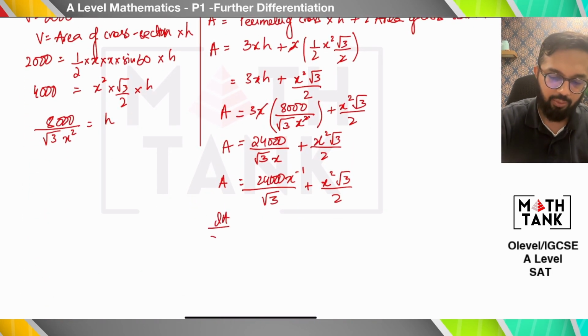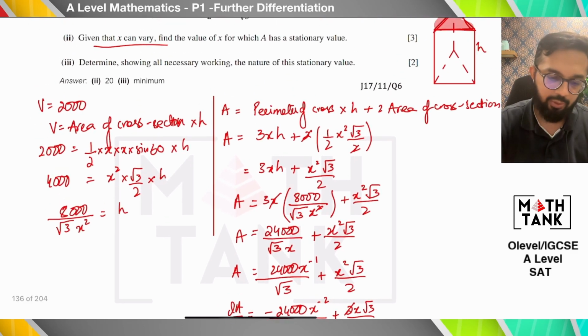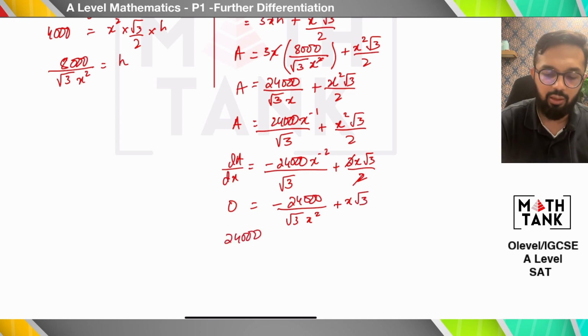I'm going to say that dA over dx is minus 24,000 x power minus 2 over root 3 plus 2x root 3 over 2. So that's the differentiation. Then I need to equate this to 0 because I want to find the stationary value, the value of x for which it has a stationary point. So I'm going to bring that down. It's x root 3. I'm going to shuffle around things. I'm going to bring this here and try to solve.